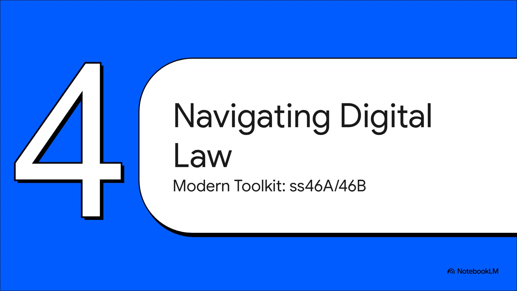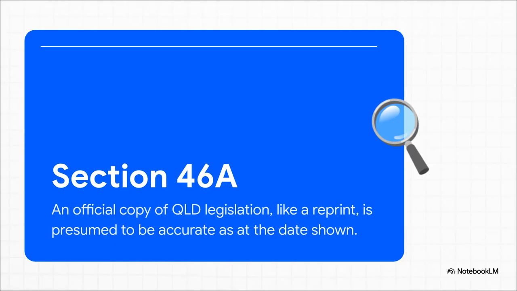But we don't live in a paper-only world anymore. So what about all the stuff we find online? The law has caught up, and your toolkit has to as well. Let's look at the modern tools for handling digital age legislation. Section 46A is basically your quality assurance. It says if you have an official copy of Queensland legislation, like one of those handy reprints, it's presumed to be accurate as of the date printed on it. So you can be confident that all the amendments up to that point are already included.